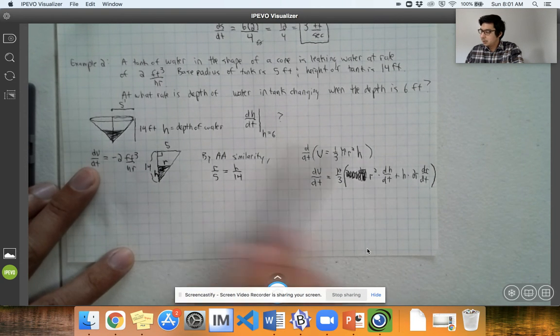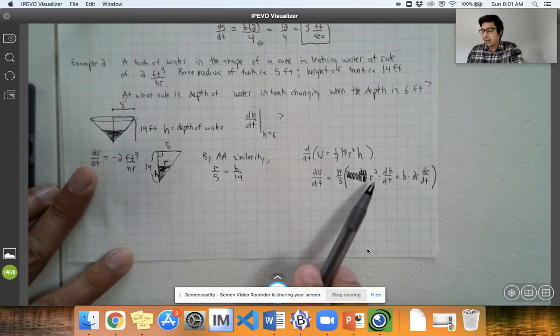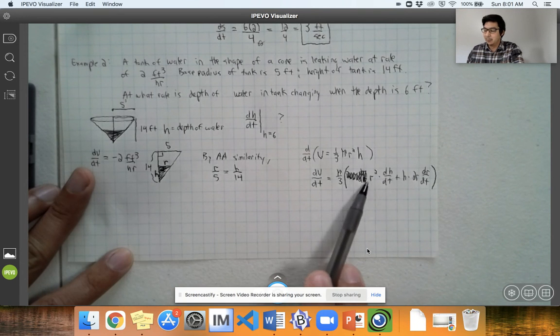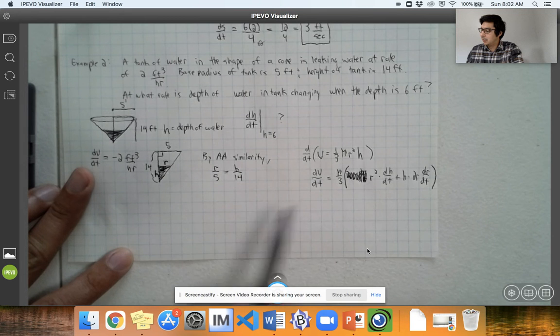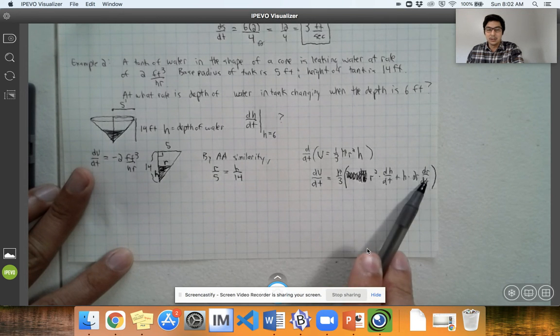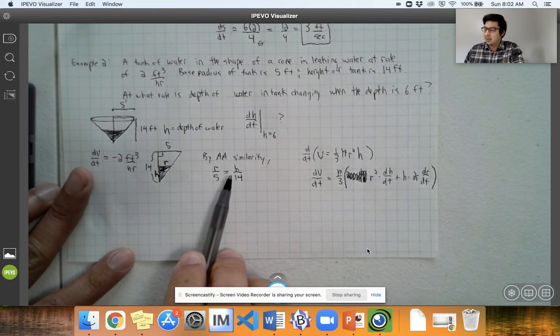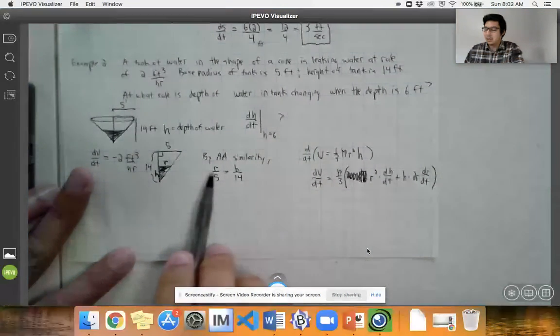We knew h. Careful, this radius is the radius of the tank, not of the liquid itself. So we don't actually know r here. And we're trying to find dh/dt, but we don't even know dr/dt. So you can see here there's a lot missing. So what I'm trying to do here is basically understand h and r in terms of each other.